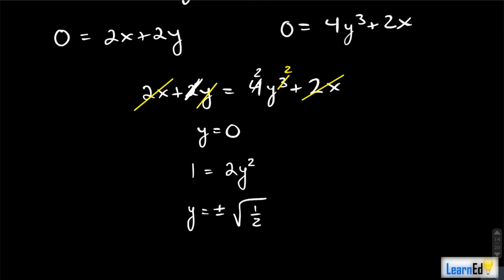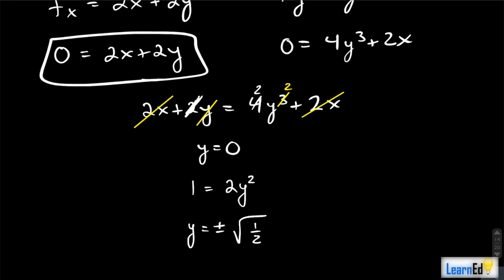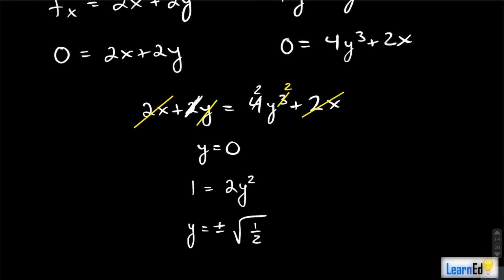Okay, so if y is equal to plus or minus the square root of 1/2, then what does x have to be? Well, it's pretty easy to see with this equation right here, because basically x just has to be the opposite of whatever y is, to get 0. So if y is this, then x would have to be minus plus the square root of 1/2.